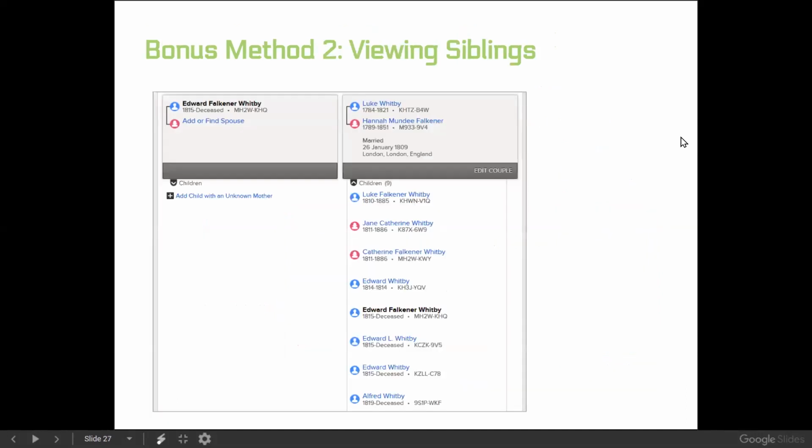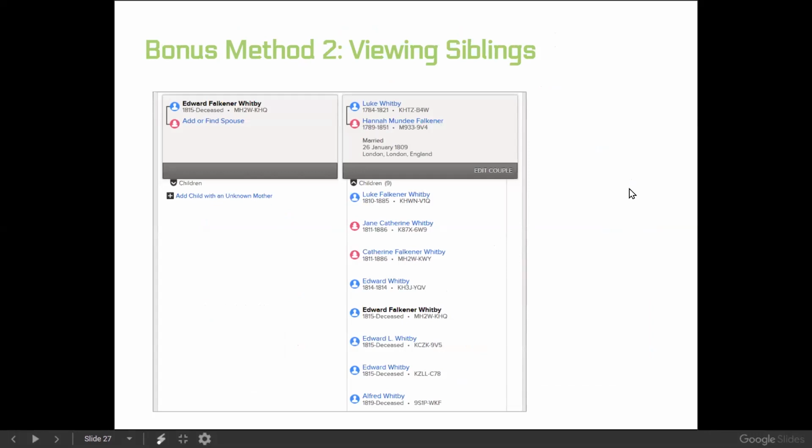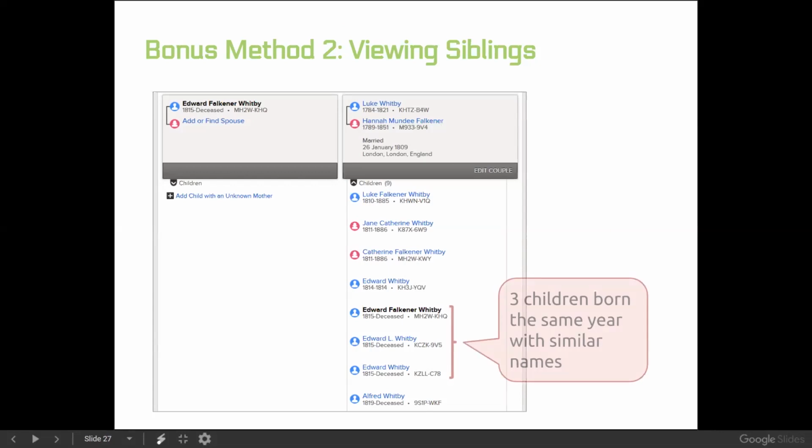Bonus method number 2 is when you're looking at the family section of somebody's person page. Look at this example and think in your mind, where are the duplicates here? Sorry, I kind of ruined that and stole the thunder. But we've got 4 different people named Edward Whitby here.